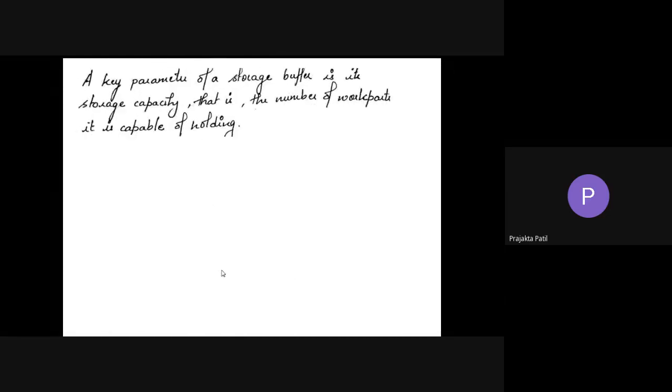A key parameter of a storage buffer is its storage capacity, that is the number of work parts it is capable of holding. So this is very important. For the buffer storage, the location where you can store the parts temporarily, we should know what the capacity of that storage buffer is, whether it can hold one part, hundreds, thousands, or an infinite number of parts. Knowing its capacity is very important. And this buffer capacity we usually denote by small b, b for buffer.